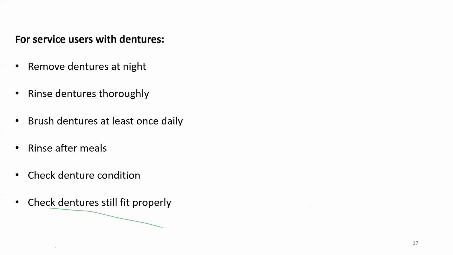Next, we'll look at people with dentures. We looked before at natural teeth and partial dentures, but now for people with full dentures, we need to remove those overnight, or assist them to remove them overnight, and soak them in a cleaning solution. Obviously adhere to manufacturer's guidelines when it comes to cleaning solutions. That's the best practice there. Rinse dentures thoroughly before putting them back into the mouth, so make sure any cleaning solution has come off the dentures. They should be brushed at least once daily, again using a toothbrush or running water, whatever it takes to get rid of any debris from the dentures.